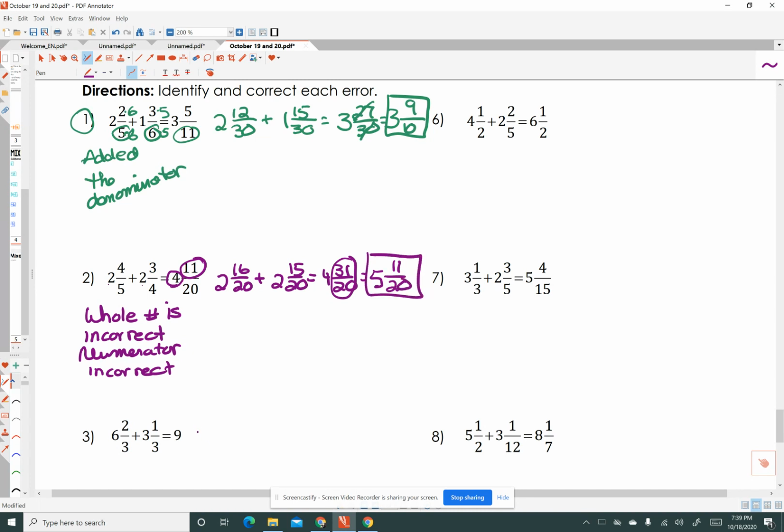Number 3, 6 and 2/3 plus 3 and 1/3, they say equals 9. And what did they forget? They forgot fraction. So let's just fix it right where it is. They're both thirds. That should be 9 and 3/3, and 3/3 equals 1, so the final answer would be 10.